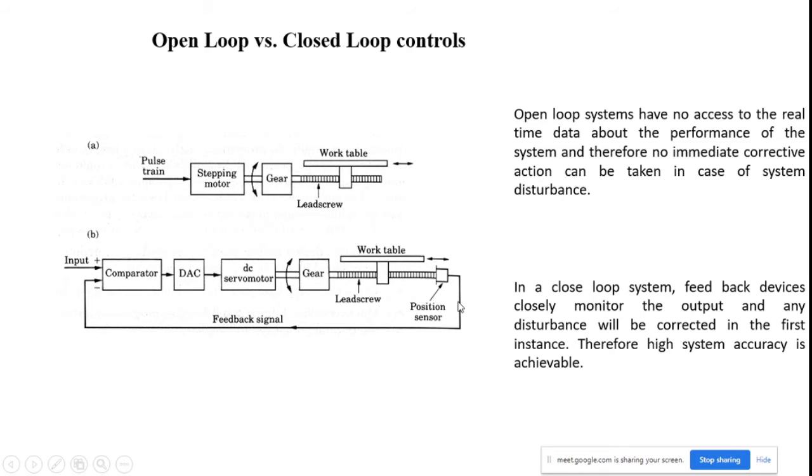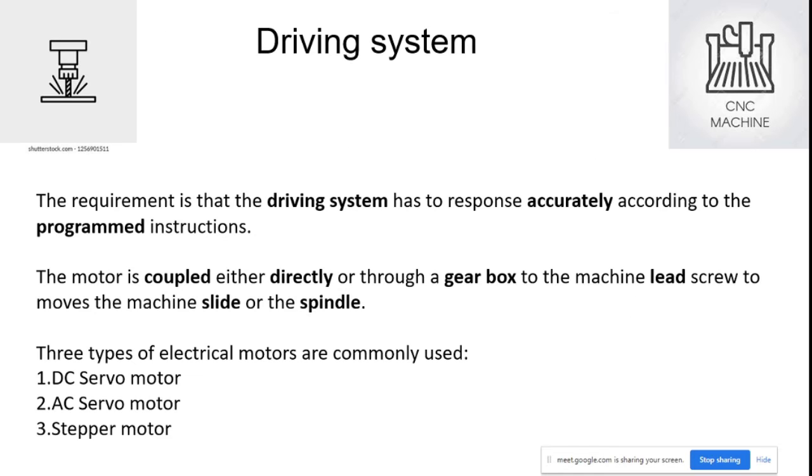So, which one is best? If I compare both, open loop and closed loop, the closed loop can create an accurate system and accurate motion compared to the open loop system to control the CNC machine. Then the driving system.